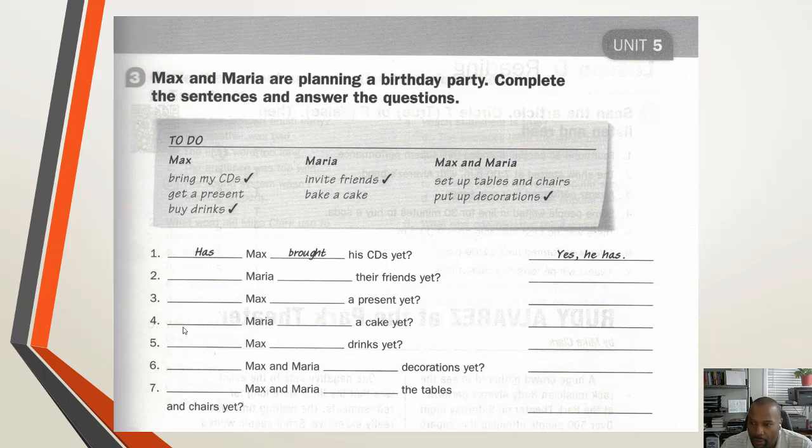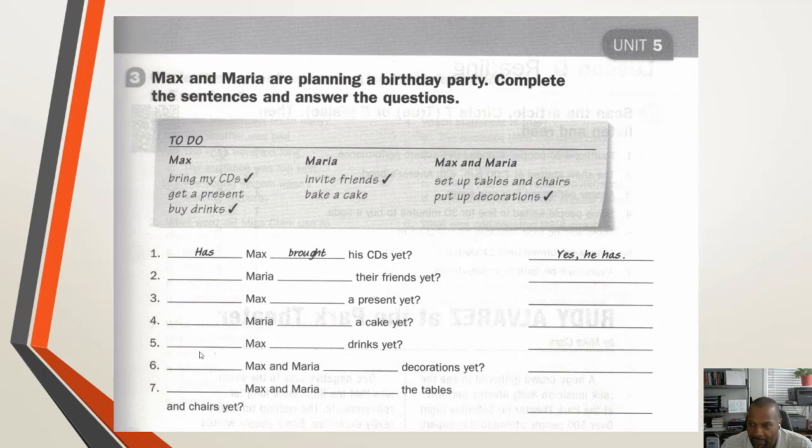Number 4, has Maria blank a cake yet? Now she's supposed to bake a cake. It's not checked. So I would write, has Maria baked a cake yet? And the answer is no, she hasn't.